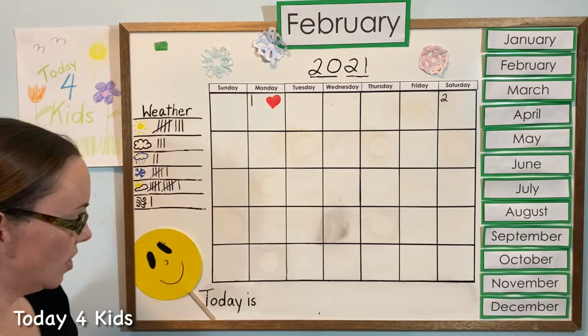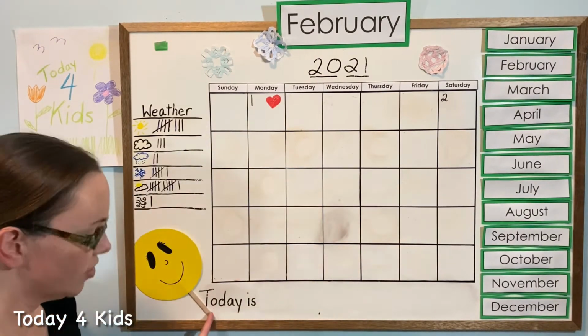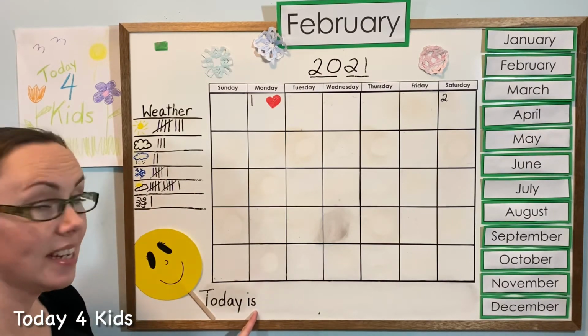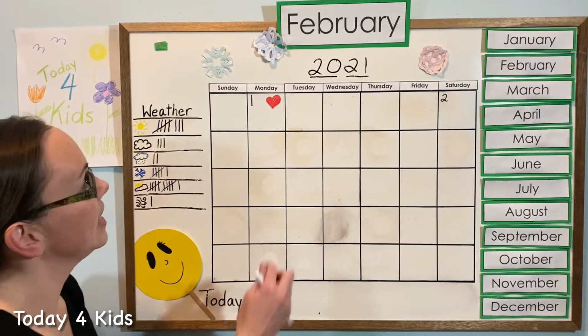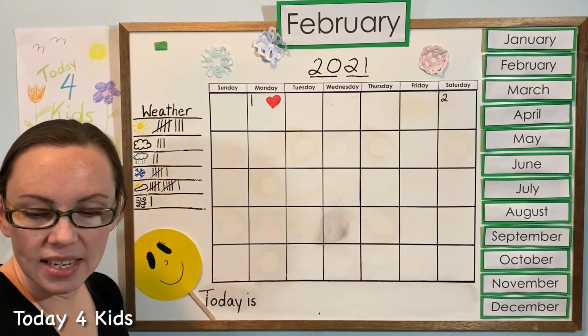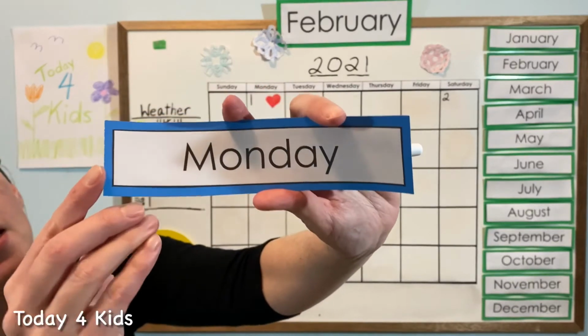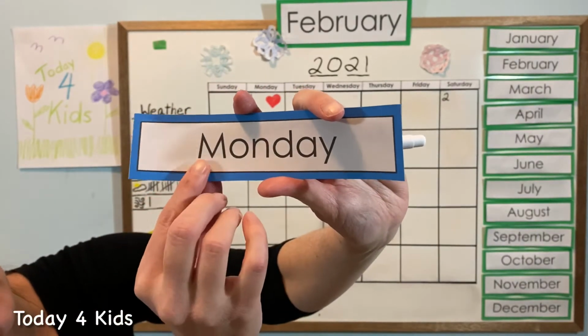So let's put that into our calendar sentence. So our sentence starts with today is, and we're going to put in the day of the week, which is Monday. And we're kind of far away, so I know you can't see it that far. Let's hold it up here close to you. Can you see that? This is how we spell Monday.